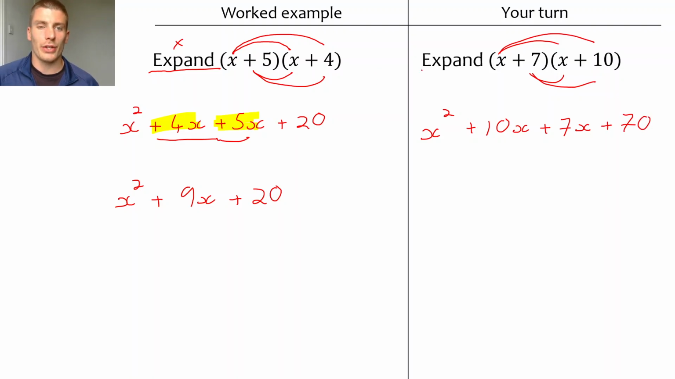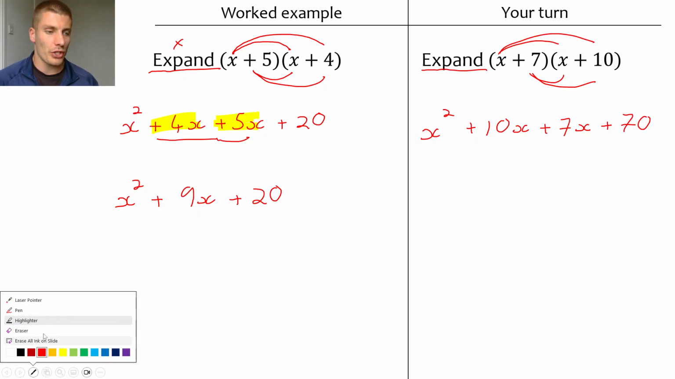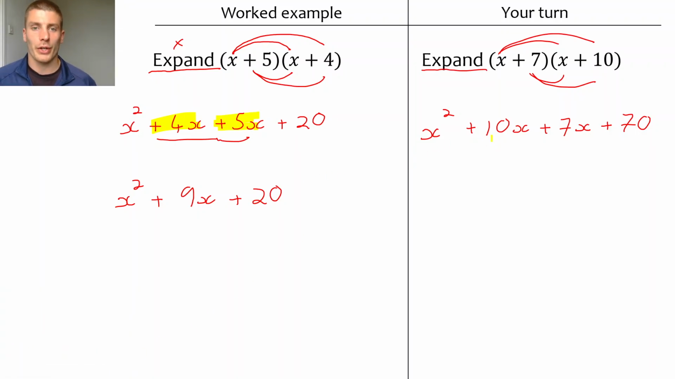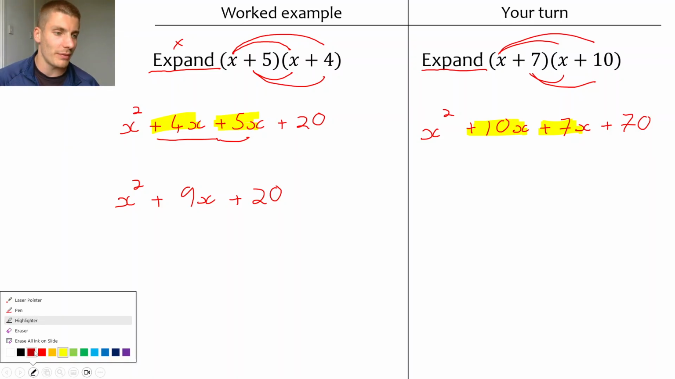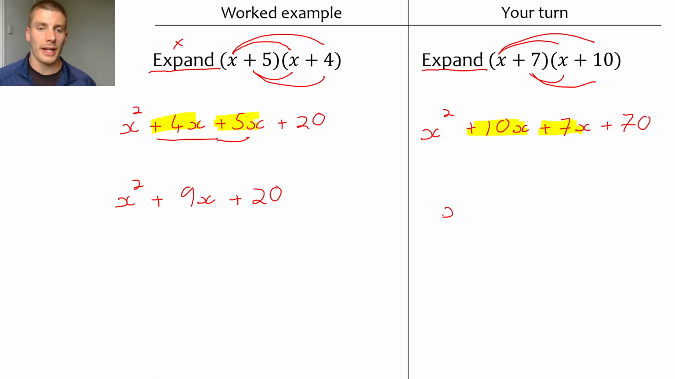So you've expanded, you've multiplied the brackets out, but again, you must remember to simplify the expression now by collecting like terms. You've got a plus 10x and a plus 7x. 10x and 7x gives you, of course, 17x. So we go to x squared plus 17x plus 70. And this is your answer.